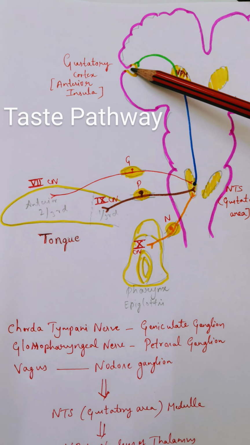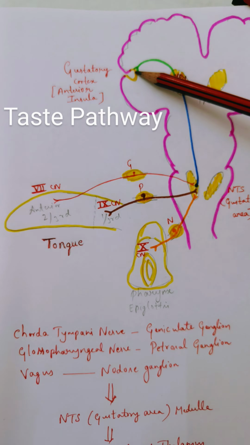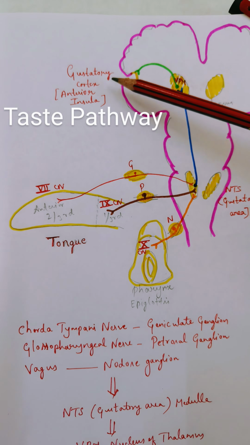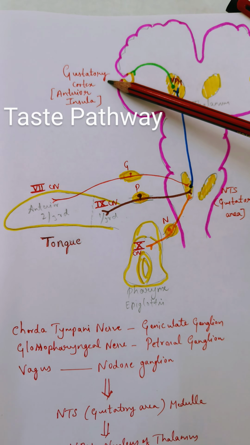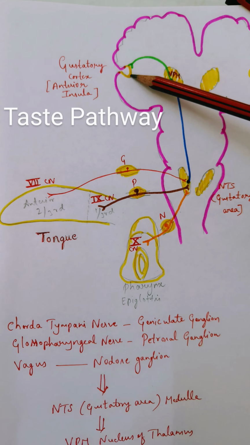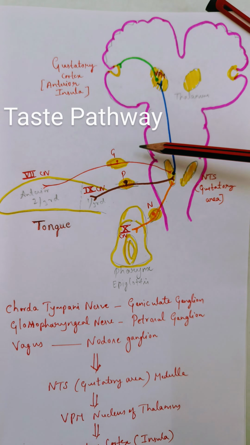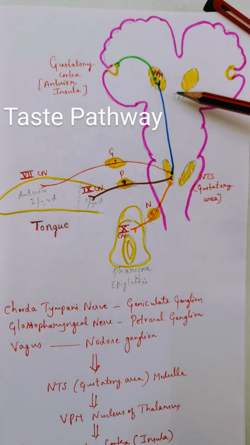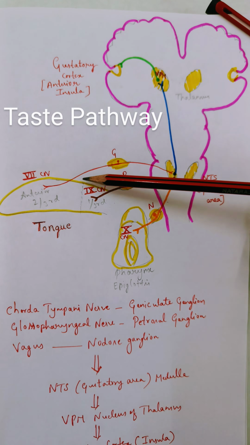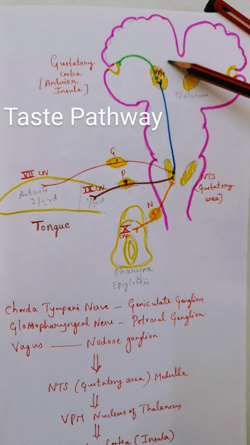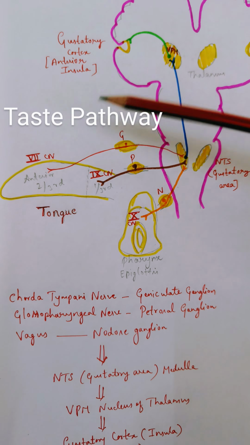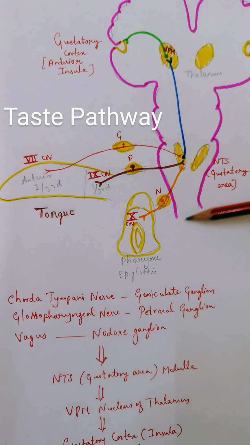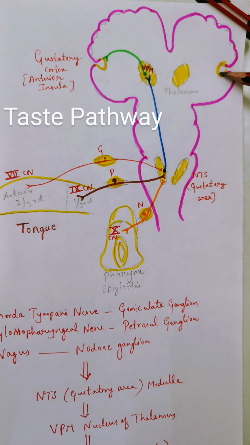So if you can see here, this is the insular cortex. This yellow color is the insular cortex. It is also called the gustatory cortex, and this is Brodmann's area number 43. Now remember here, the taste pathway is not crossing to the opposite side, meaning from the right half of the tongue, the information is conveyed to the right gustatory cortex. From the left half of the tongue, the information is conveyed to the left insular cortex.